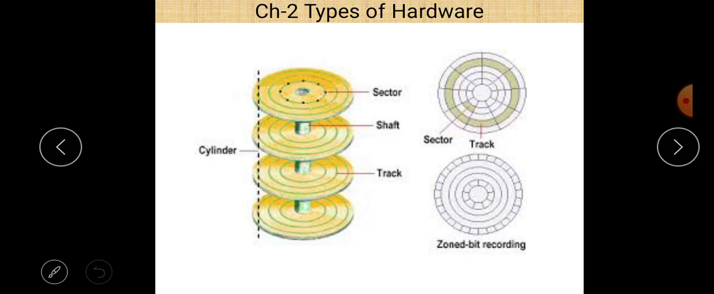An access arm basically rotates the disk, and when the disk is rotated, then you are able to save data or read or write. You can perform read and write operations on a hard disk.